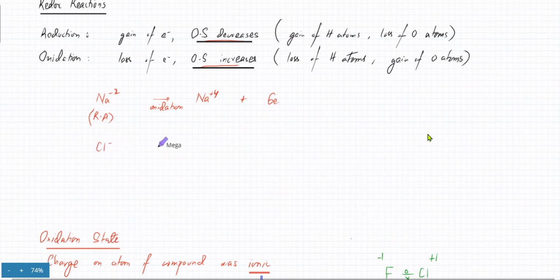Here's Cl minus one, it's going to Cl plus one. Lubena, what's happening? Oxidation or reduction? Oxidation. And how many electrons are lost? Sir, is it +7 or? Plus seven. So how many electrons are lost? Is this clear?